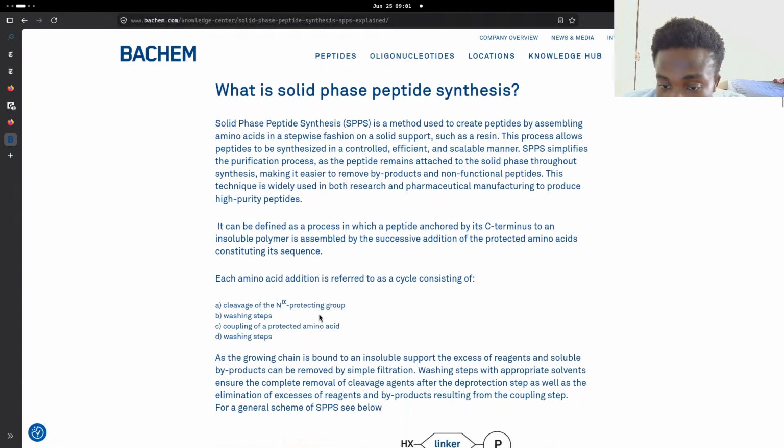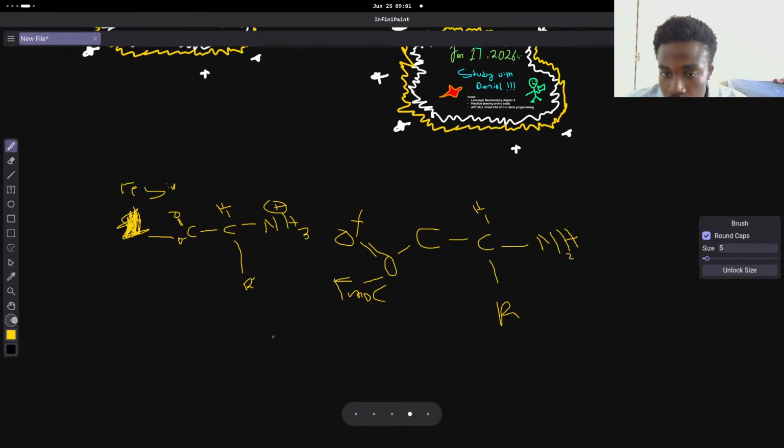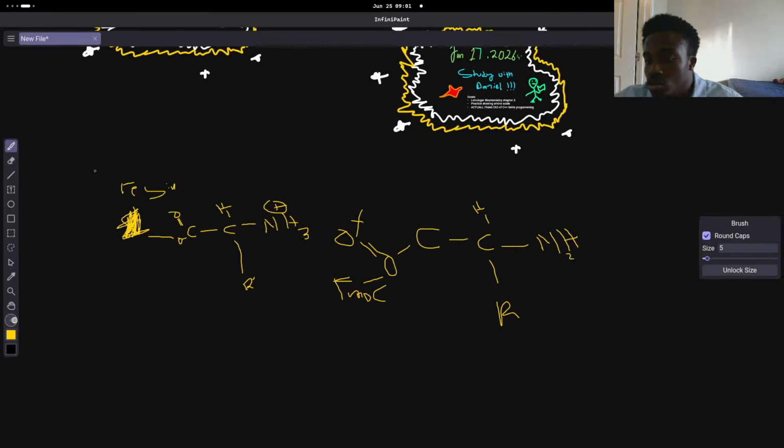The cleavage of the N-alpha protecting group, washing step. Coupling the alpha protected amino acid, washing step. So cleavage of the N-alpha protecting group. So I'm just going to say there's a P, a G.